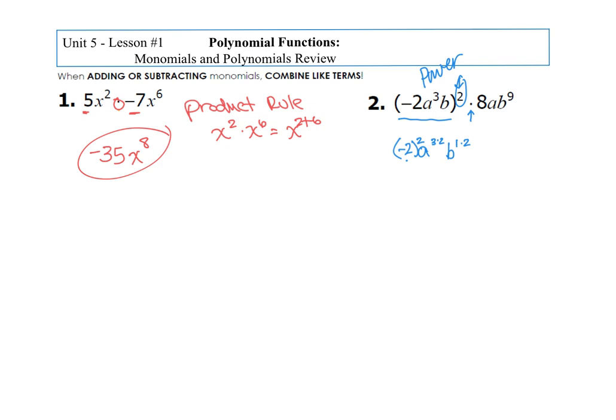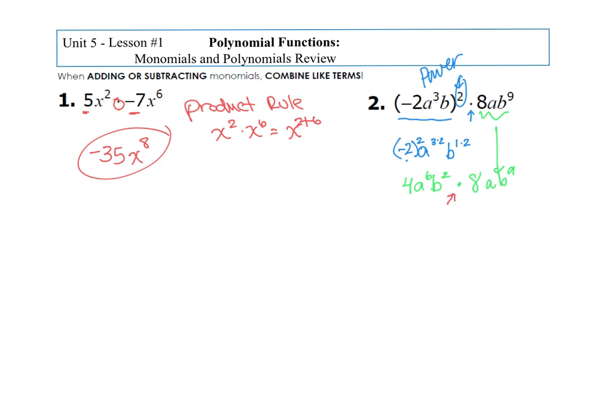Negative 2 in parentheses squared is a positive 4. It meant negative 2 times negative 2. For a, we did 3 times 2 to get 6. For b, 1 times 2 to get 2. And now we need to bring down the parts we haven't used. Times 8ab to the 9th power. So we're just working this down with order of operations.